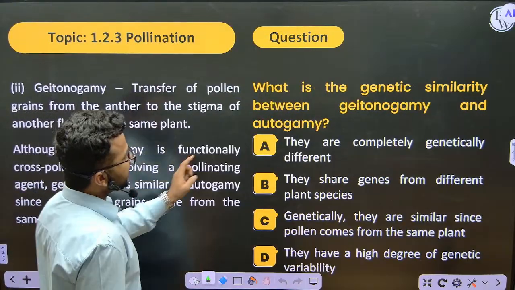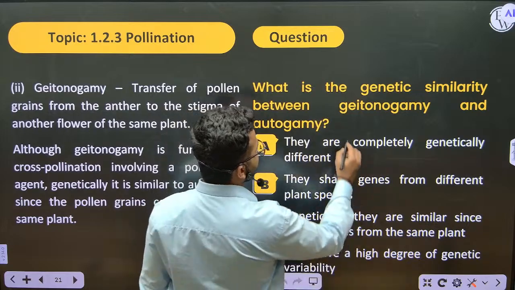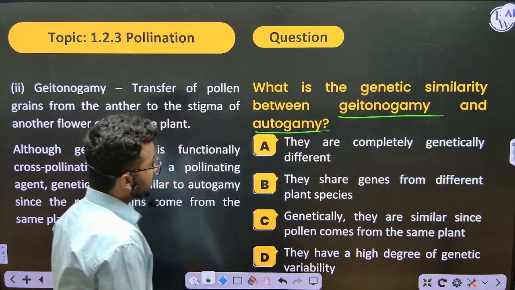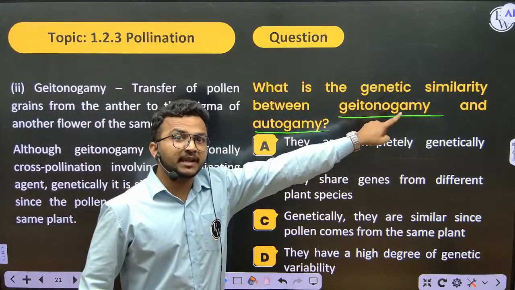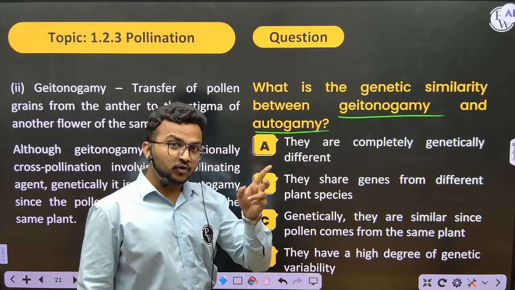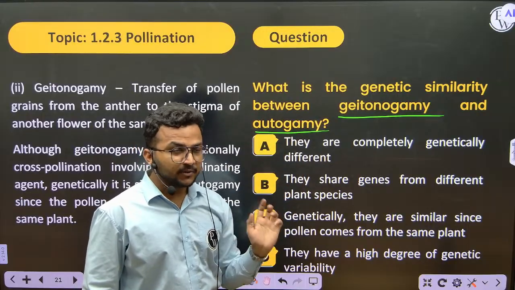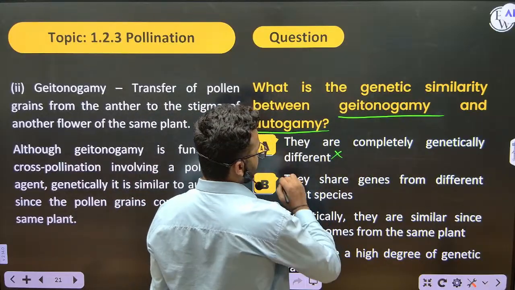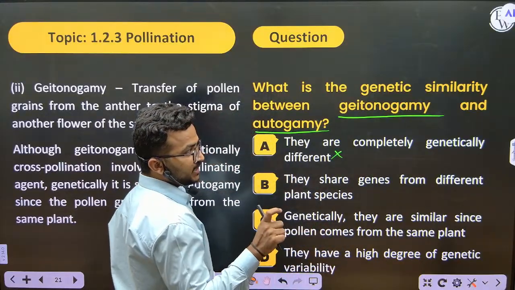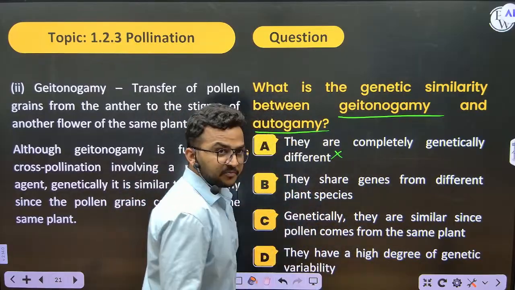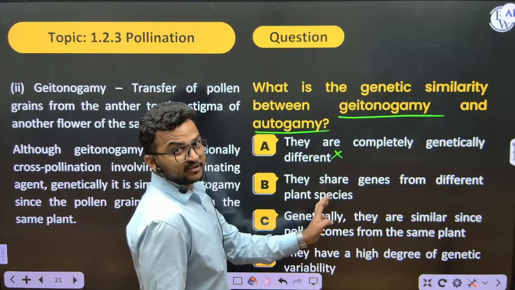So what is the genetic similarity between geitonogamy and autogamy? They are asking the genetic similarity between geitonogamy and autogamy. Both take place on the same plant. So are they completely genetically different? No. They are genetically similar, no? They share genes from different plant species? Different plant species, it seems.